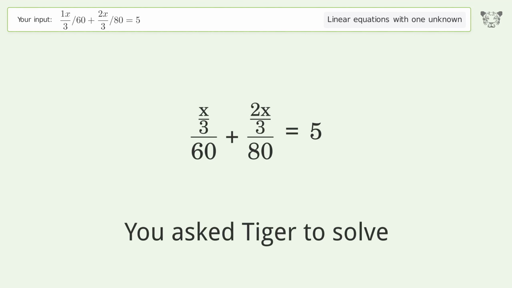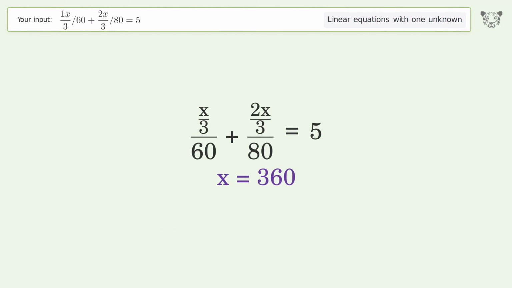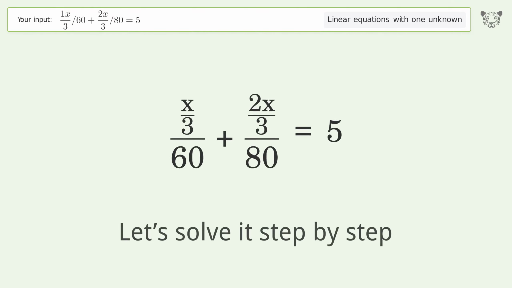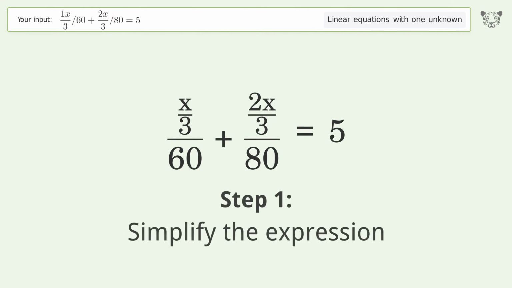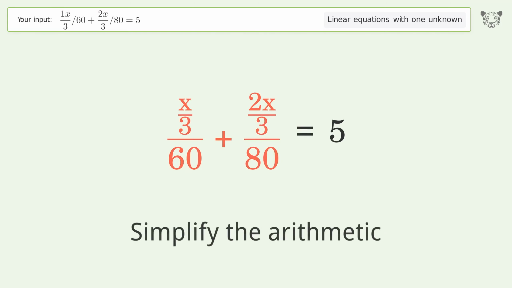You ask Tiger to solve this. This deals with linear equations with one unknown. The final result is x equals 360. Let's solve it step by step. Simplify the expression. Simplify the arithmetic.